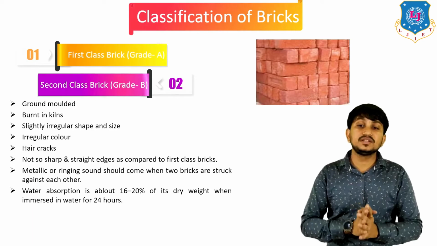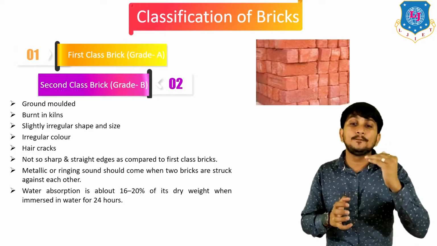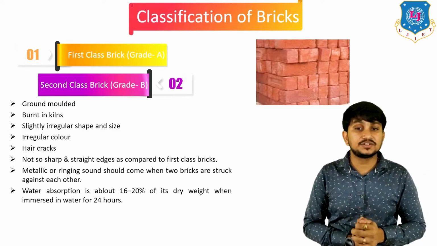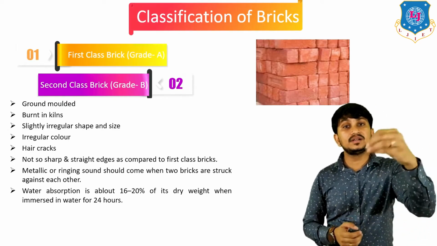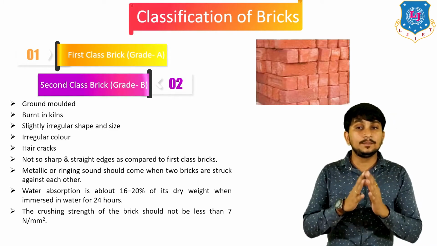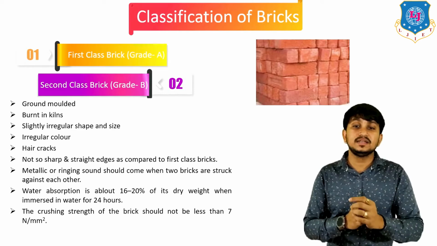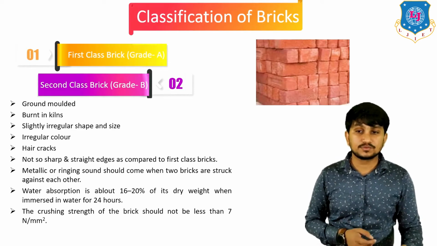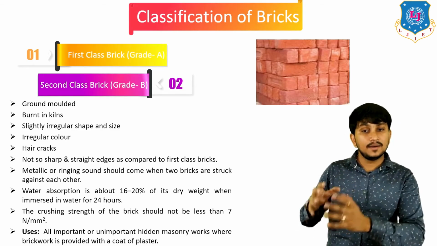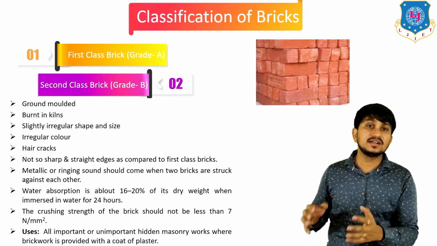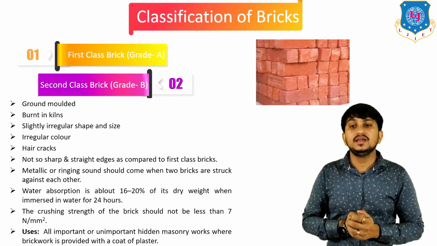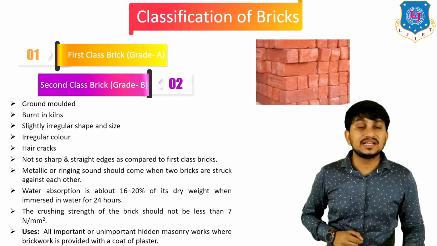Water absorption is slightly more compared to first class bricks, about 16 to 20% of its dry weight when it is immersed into the water for 24 hours. The crushing strength is comparatively less than first class bricks. It is about 7 Newton per mm square. All important and unimportant hidden masonry works. What is hidden masonry works? Where plastering is done after brick masonry. These second class bricks are used.